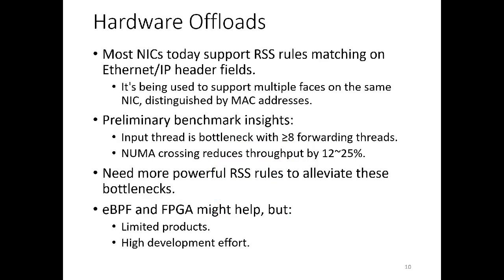The preliminary benchmark shows that when I have more than 8 forwarding threads, the input thread becomes a bottleneck. And also, if the server machine has 2 CPUs, 2 NUMA sockets, and the traffic needs to cross the NUMA boundary, it will reduce throughput by between 12 and 25%. But the current RSS rules are not powerful enough for eliminating this bottleneck. So we need better RSS rules.